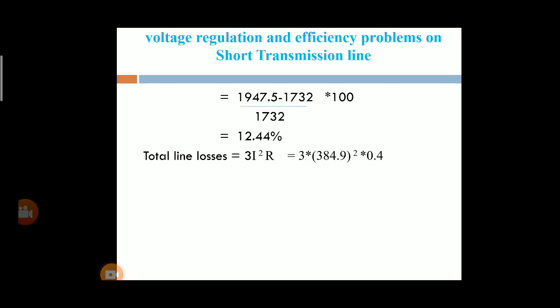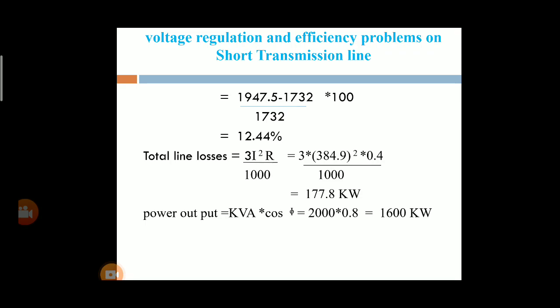Then 3 into I, the line current that we already calculated, which is 384.9, whole squared, into the R value, which is 0.4. Substituting in this formula and dividing by 1000, the total value is 177.8 kilowatts. This is the total line loss obtained in the case of this 3-phase short transmission line.